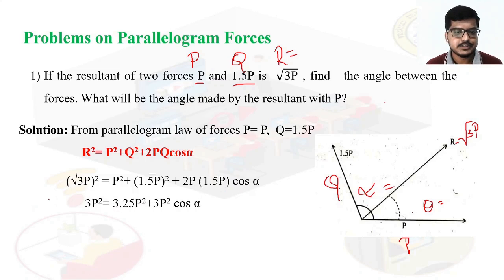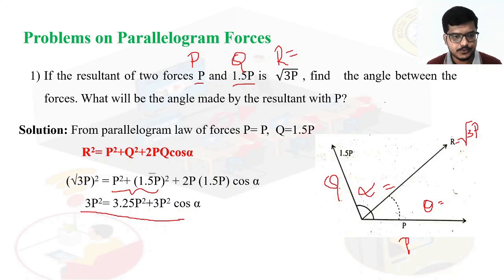Now simplify. Root 3 square is 3, so 3P square is equal to, adding these, P square plus 1.5 square P square, which is 3.25P square, plus 2 into 1.5 which is 3P square cos alpha. So when we simplify, we get 3P square is equal to 3.25P square plus 3P square cos alpha.